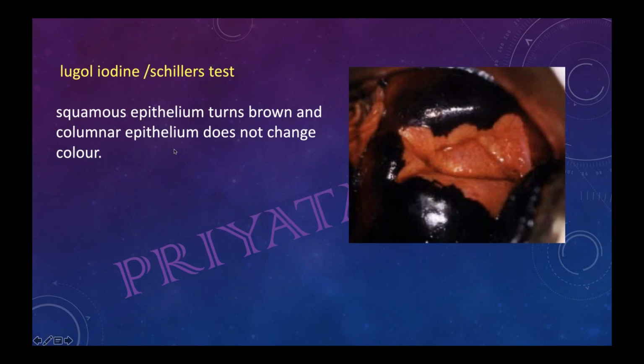The last part of it is we're applying iodine. So we apply Lugol's iodine. With the Lugol's iodine, the squamous epithelium will appear dark brown or mahogany brown, and the columnar epithelium will not take any changes at all. So this is normal, and it is also called the Schiller test.